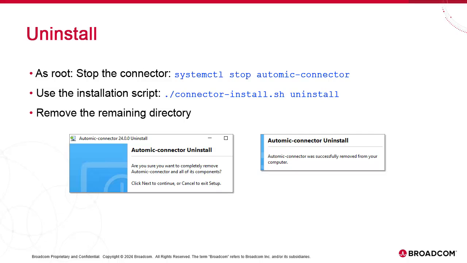In order to uninstall, stop the connector service and then run the install script with the uninstall option. When this is done, remove the directory.